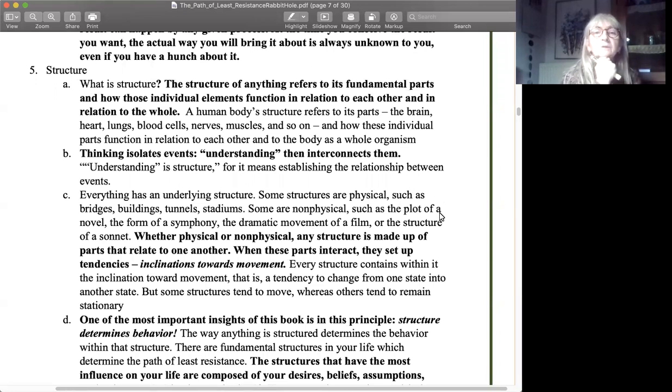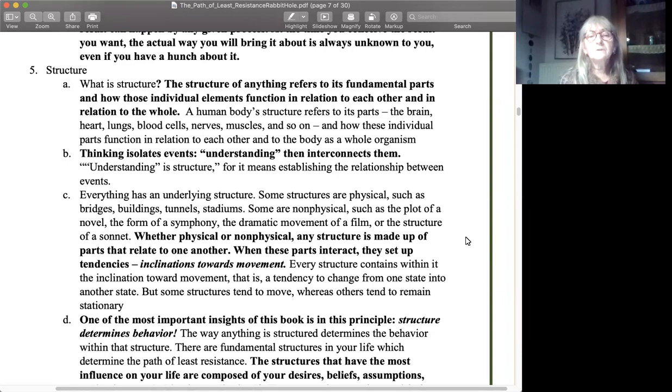Some structures are physical, such as bridges, buildings, tunnels, stadiums. Some are non-physical, such as the plot of a novel, the form of a symphony, the dramatic movement of a film, or the structure of a sonnet. Whether physical or non-physical, any structure is made up of parts that relate to one another.